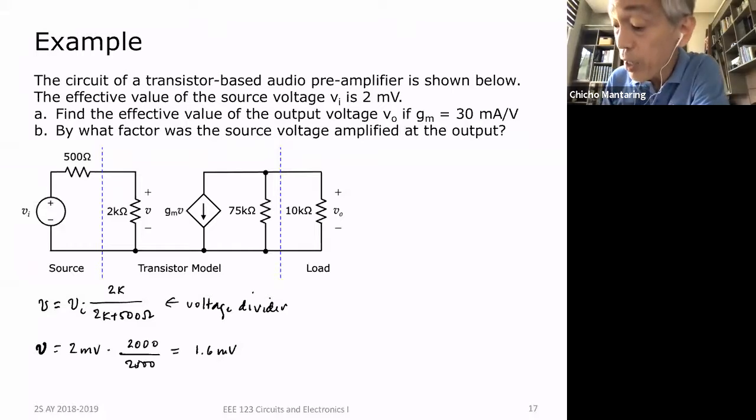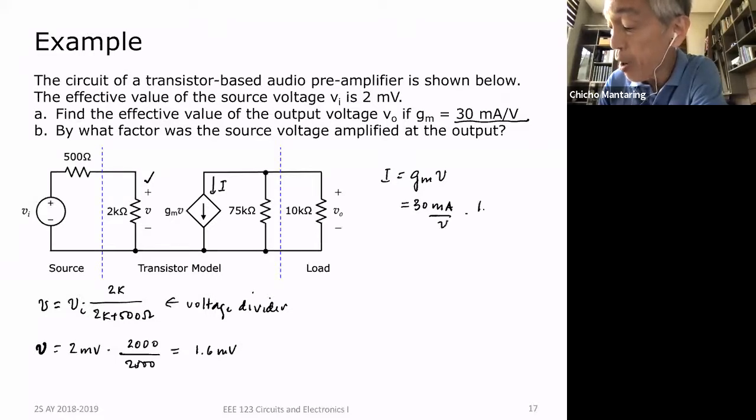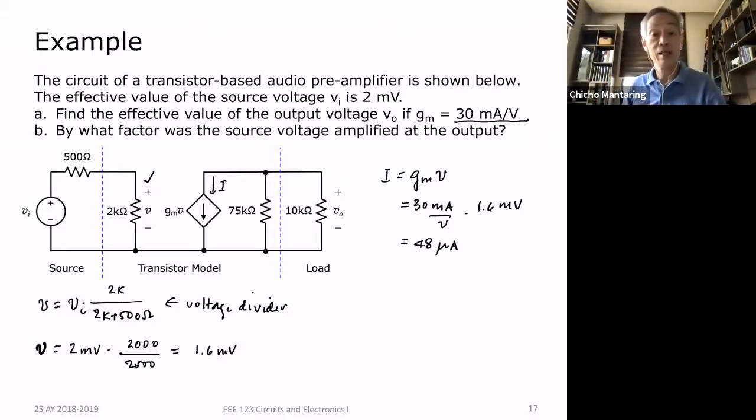So kung alam ko na yung V, madali ko na makukuha tong current na to. Let me call this I. What is the value of I? I is just equal to GM multiplied by V. GM is 30 milliamperes per volt. So this is 30 milliamperes per volt multiplied by 1.6 millivolt. I'm going to get 48 microamperes.